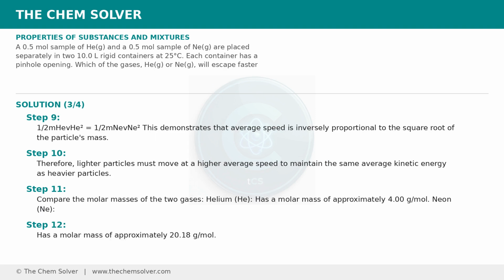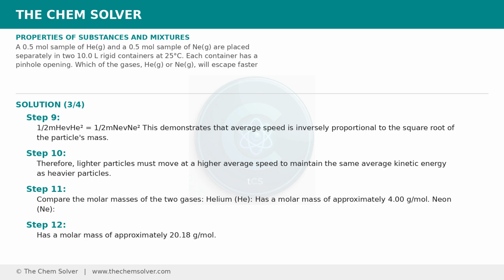1/2 m_He v_He^2 is equal to 1/2 m_Ne v_Ne^2. This demonstrates that average speed is inversely proportional to the square root of the particle's mass. Therefore, lighter particles must move at a higher average speed to maintain the same average kinetic energy as heavier particles.